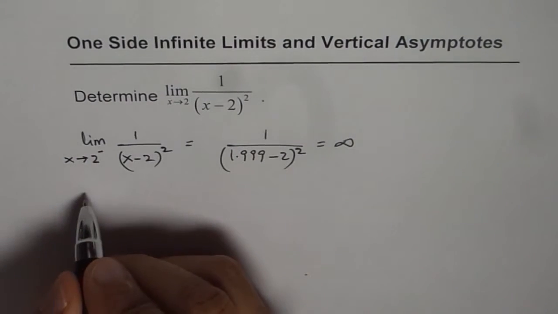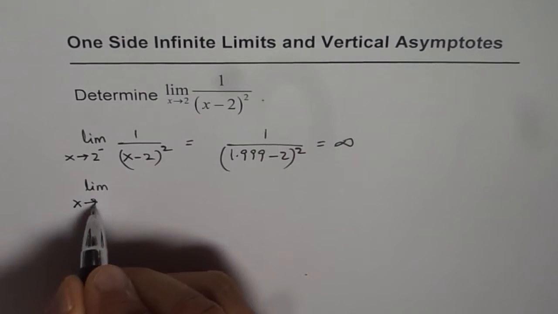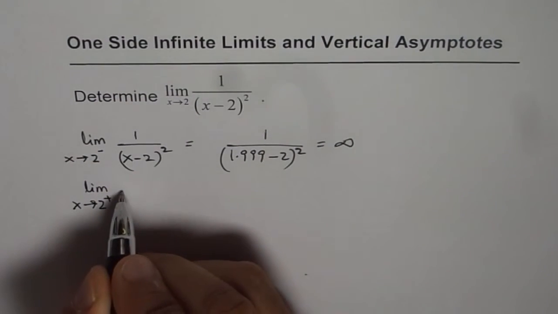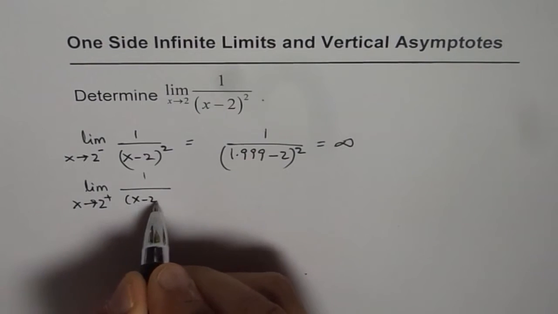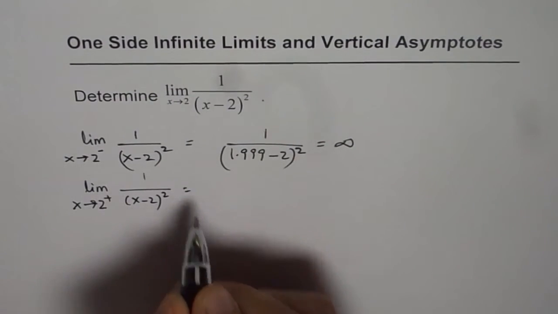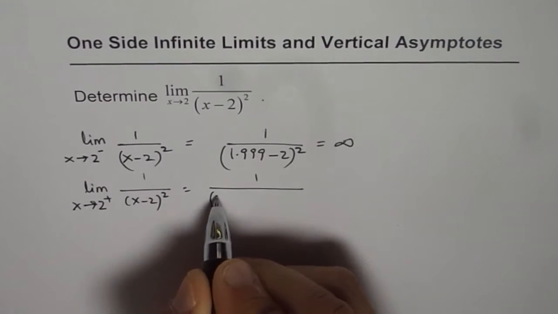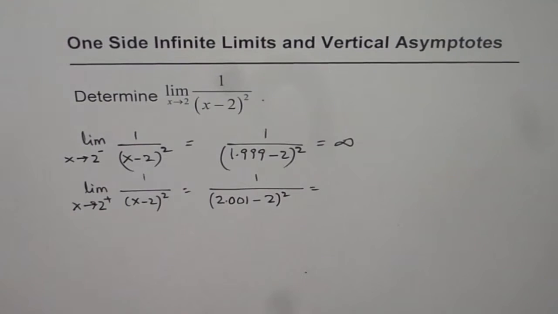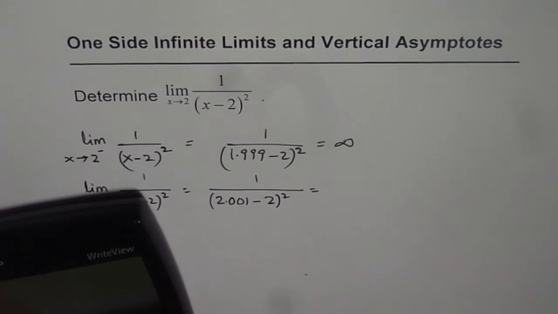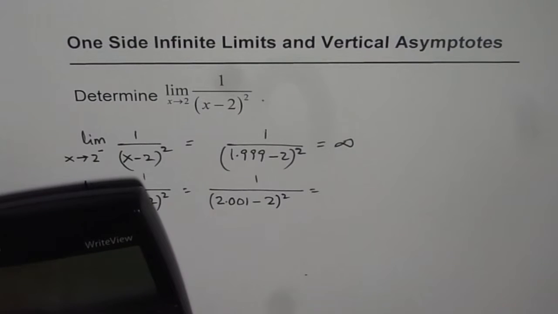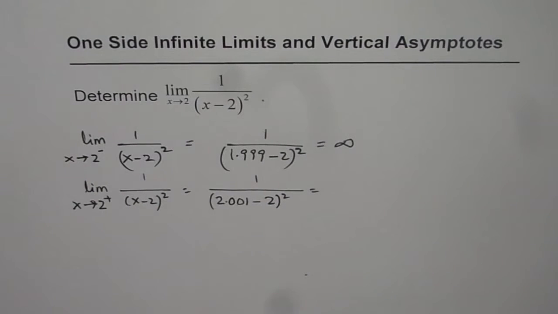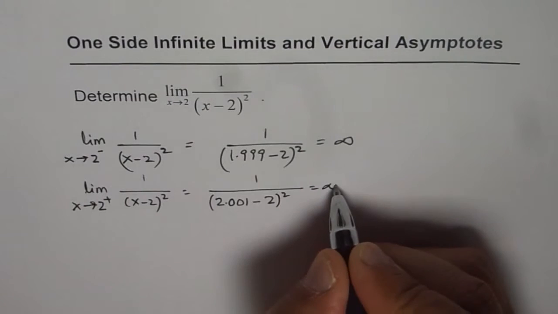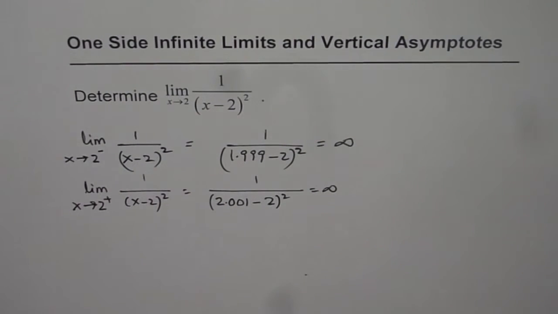Now let's figure out the limit of this function as x approaches 2 from the right side, that means 2 plus. I'll put a value of x which is slightly more than 2, like 2.001. Let's do the calculation again: 1 divided by (2.001 minus 2) squared equals 1 million. That is also a positive, very high value, so I'm writing infinitely large.